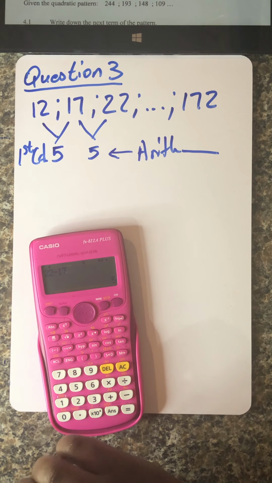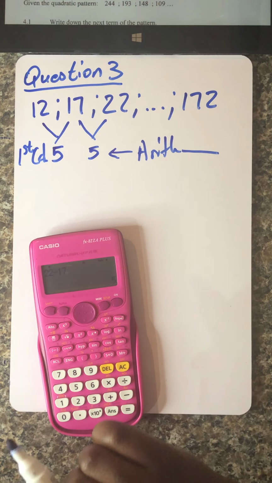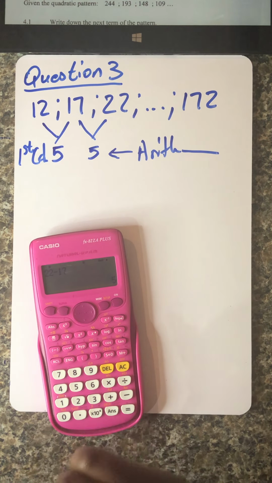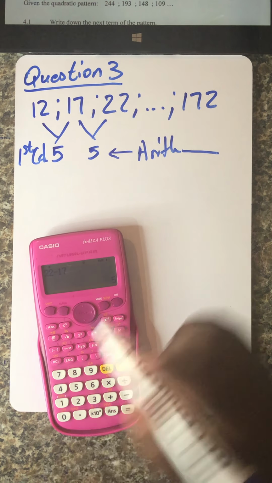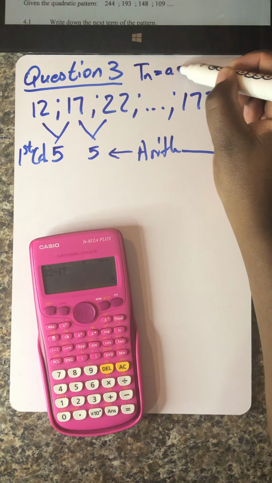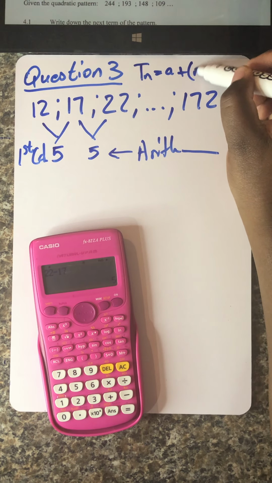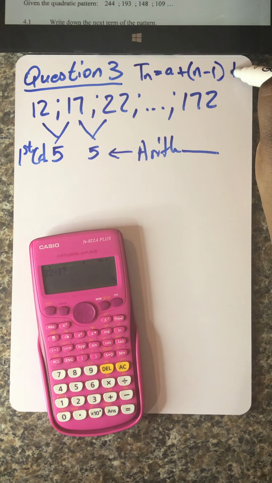Okay, so it is a confirmation that when you talk of a linear pattern, we talk about an arithmetic sequence. Now because we're dealing with an arithmetic sequence, we know we are most likely to use this formula: Tn equals a plus (n minus 1) d. You might find that for us to tackle questions related to this pattern, from time to time we might refer to that formula.